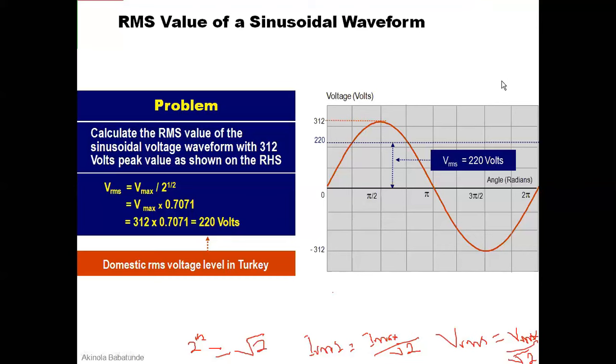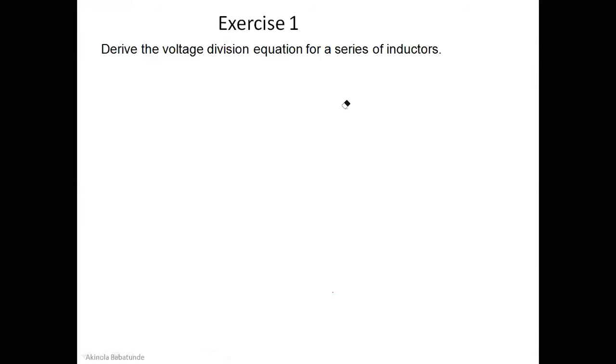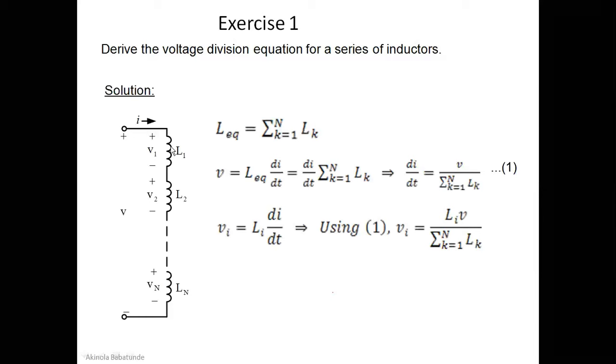Okay, so here we have an exercise that we can easily just evaluate together. Derive the voltage division equation for a series of inductors. So let's say we have a series of inductors here. We have n inductors connected in series. So you have L1 and we have L2.